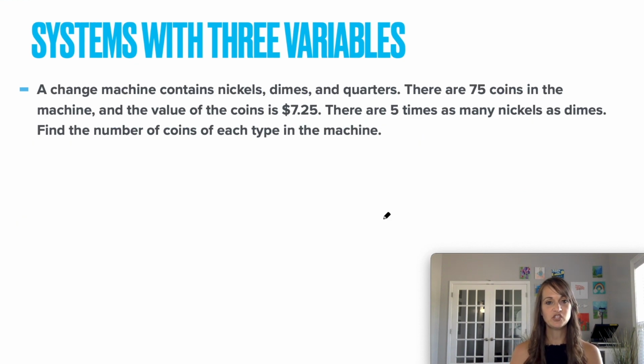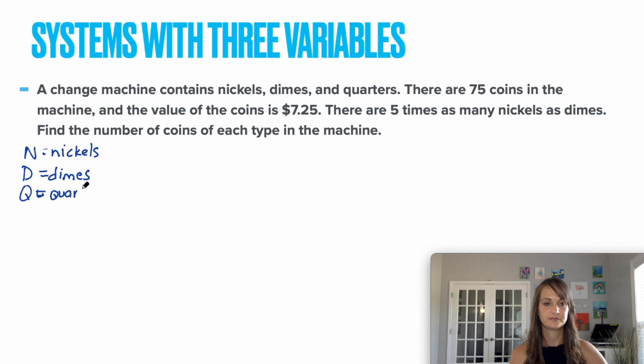Last, a change machine contains nickels, dimes, and quarters. There are 75 coins in the machine. So I'm going to use N for nickels, D for dimes, and Q for quarters. We know that there's a total of 75 coins. So I know that N plus D plus Q equals 75. We also know the value is $7.25.